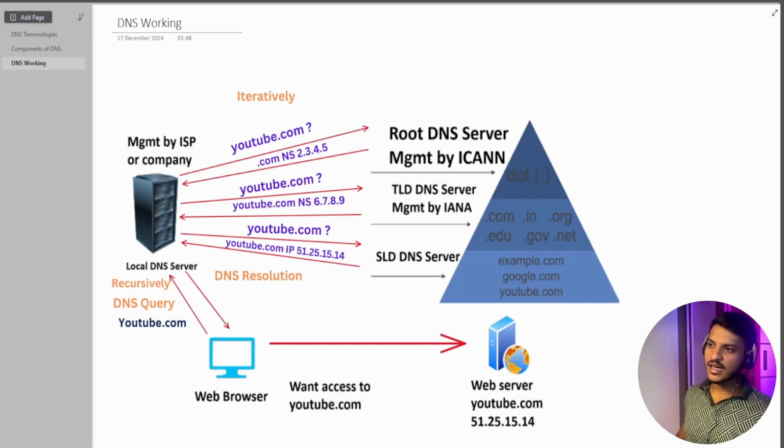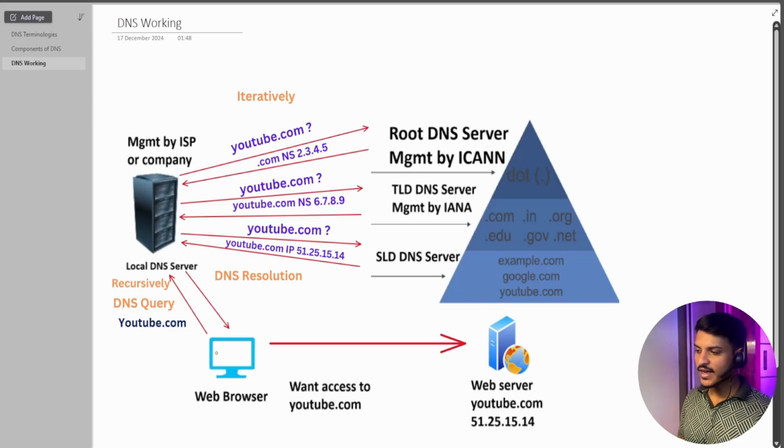These are managed by different authorities. The root DNS server is managed by ICANN, the top level DNS server is managed by the IANA authority, and the second level DNS server is managed by your domain registrar, like GoDaddy or AWS.